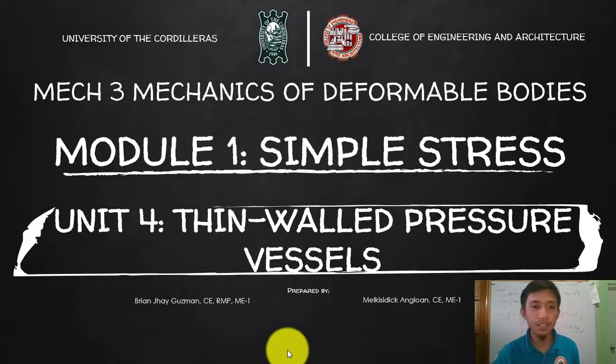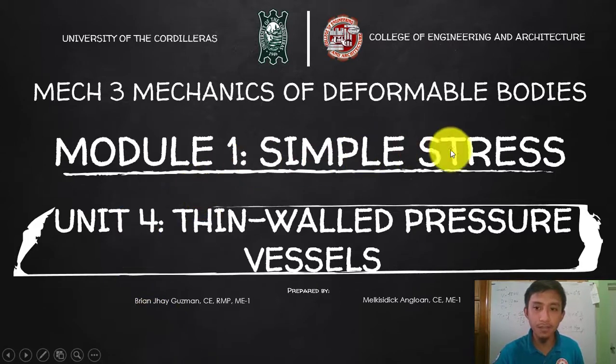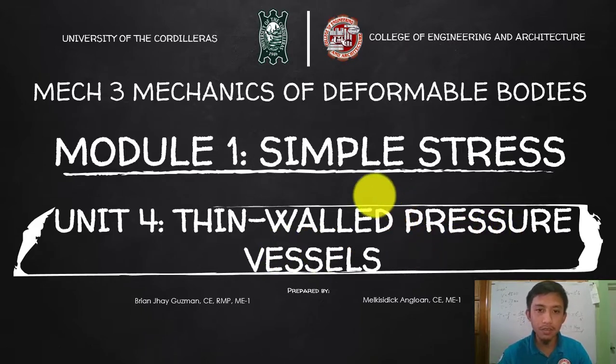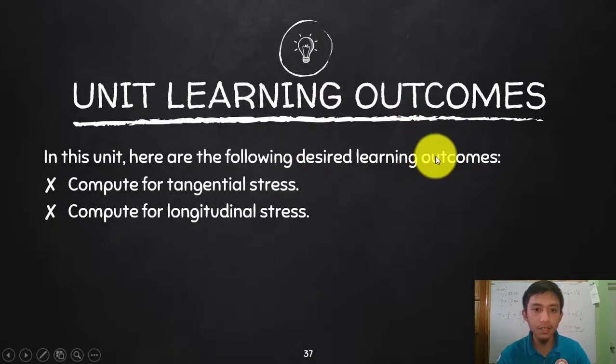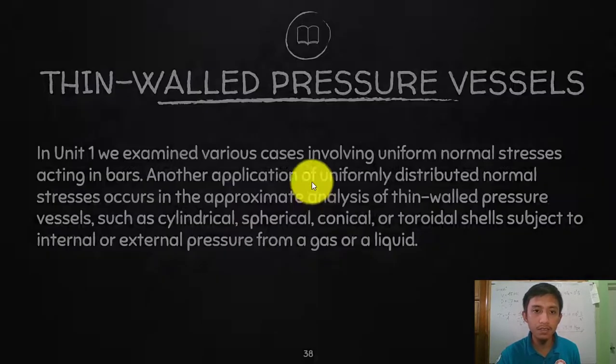So this is now your last unit of simple stresses, which is what we call thin-walled pressure vessels, or just simply thin-walled pressure. In this unit, these are our unit learning outcomes: to compute for what we call the tangential stress and then compute for the longitudinal stress. We will later on define what these are.